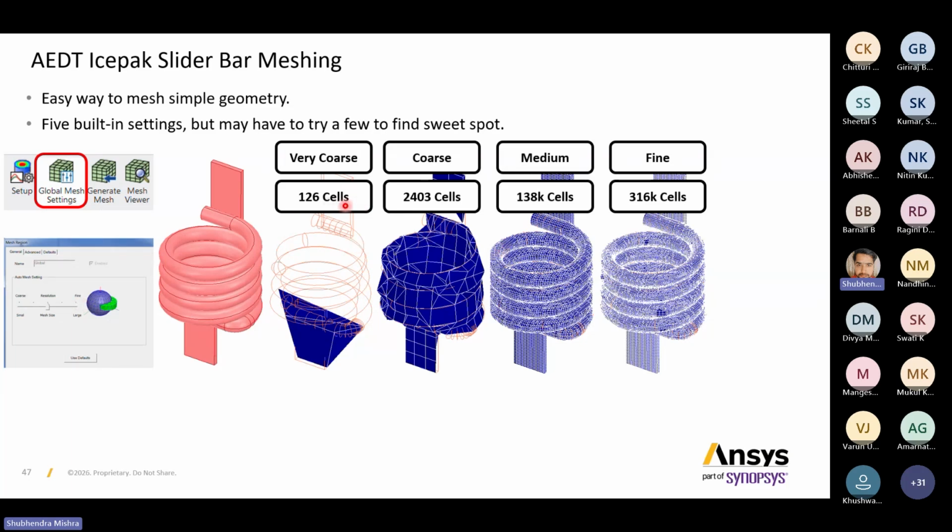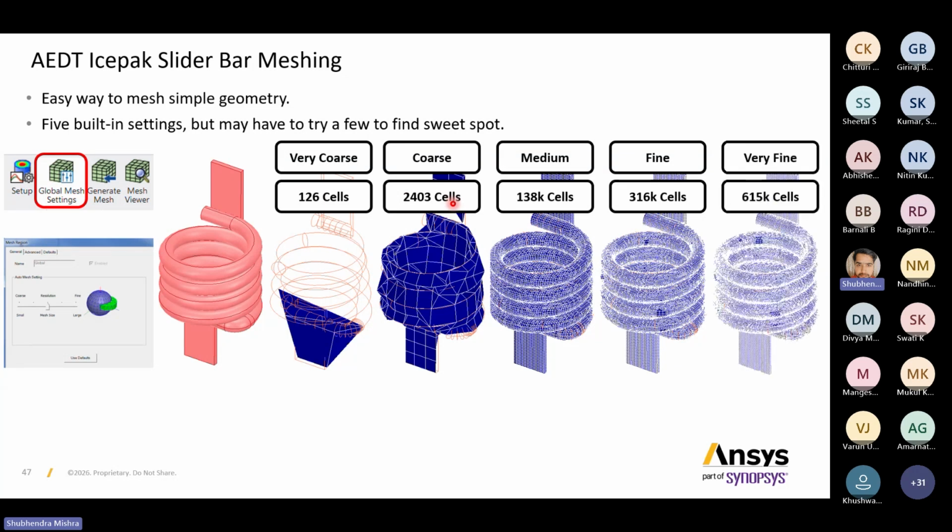So 126 cells for the very coarse. For the coarse, there will be 23 cells. And going with the medium analysis, this is basically our resolution section. Now if you want to generate a fine mesh or very fine mesh, you can see how those will look also.